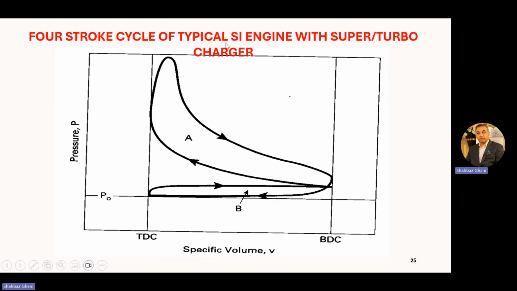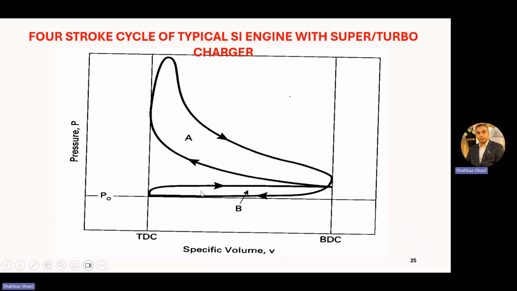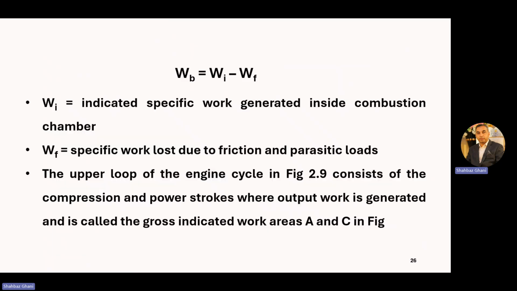When we are using an SI engine with a supercharger or turbocharger, all these curves will change. Here we have somewhere below the atmospheric pressure, but when you have a supercharger or turbocharger, the pressure will be increased. So all these parameters will be above the atmospheric pressure. We will study these things in chapter 3.